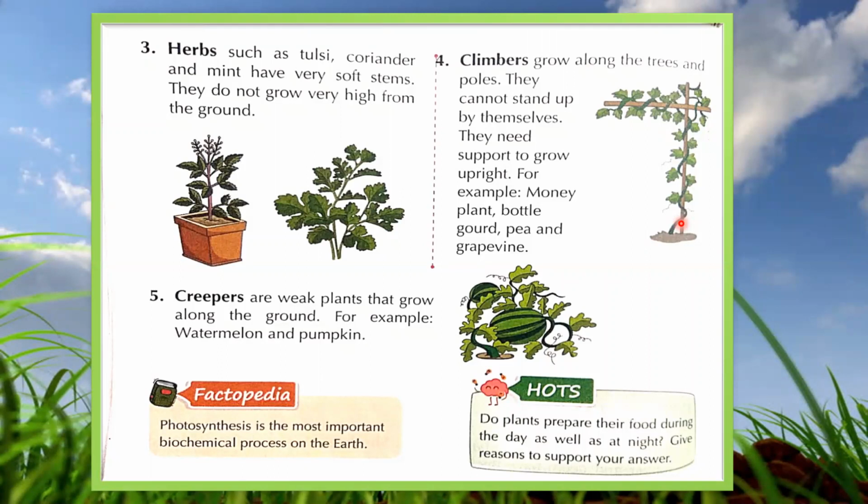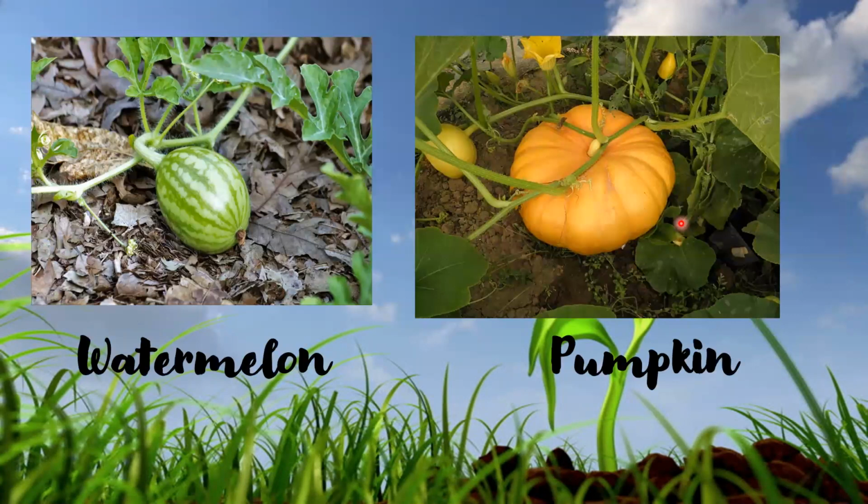Next is creepers. Creepers are weak plants that grow along the ground. For example, watermelon and pumpkin. Creepers वो प्लांट हैं जिनके स्टेम बहुत वीक होते हैं. You can see in the picture. The stems are very weak, but the fruit is very heavy.